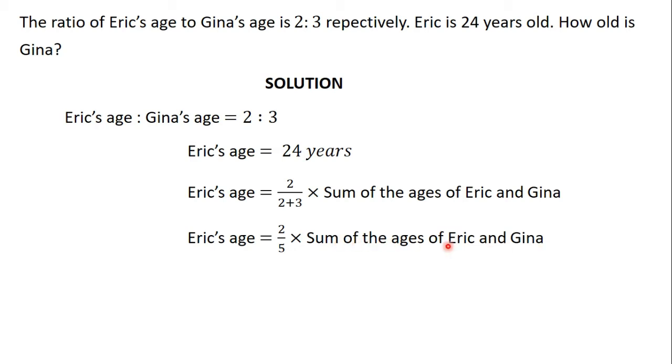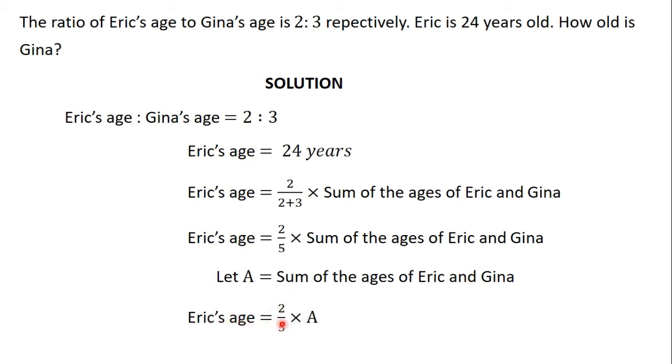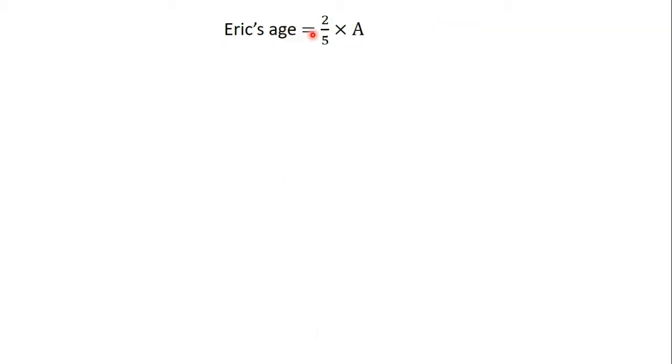We don't know the sum of the ages of Eric and Gina. In order to find Gina's age, we have to know the sum of the ages of Eric and Gina. So we are going to represent the sum of the ages of Eric and Gina with a variable. So let A equal the sum of the ages of Eric and Gina. This means that Eric's age is now equal to 2 divided by 5 times A. From the question, we are told that Eric is 24 years old. This means that 24 is equal to 2 divided by 5 times A.